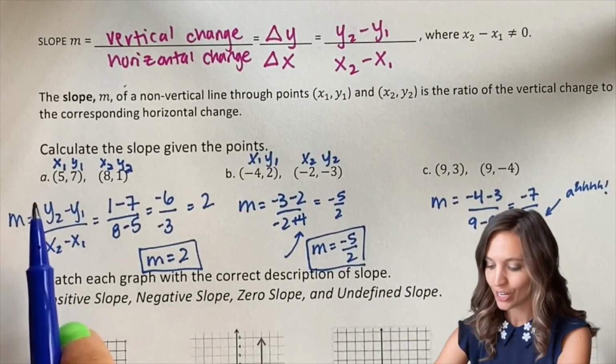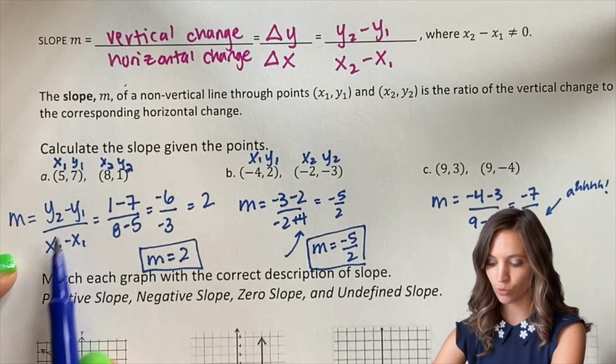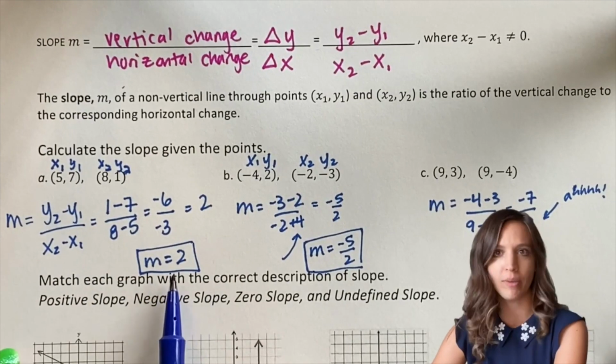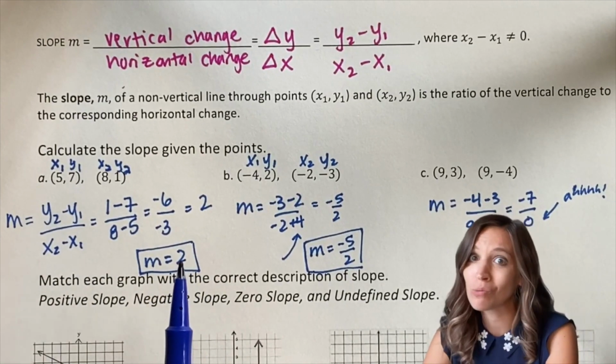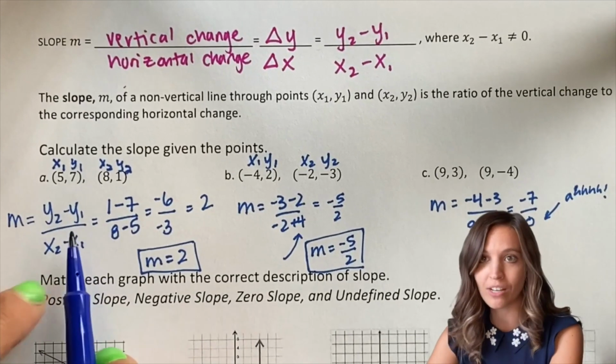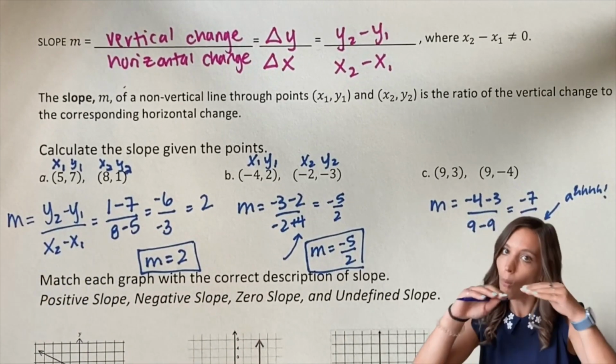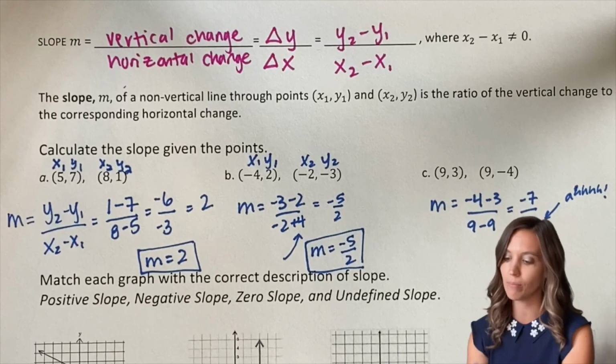Okay, let's see how you did. So for A, it looks like we've got our change in y over our change in x, and I got m equals 2. Did you get m equals 1/2? Then you're mixing up your x's and your y's. Remember, it's got to be the change in y, that vertical change on top, divided by my horizontal change.